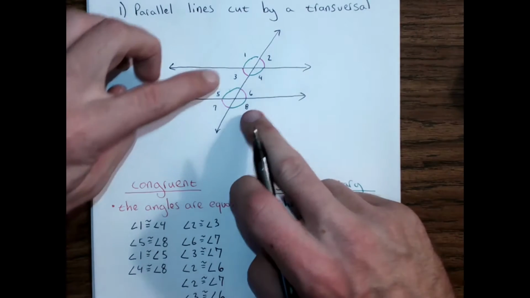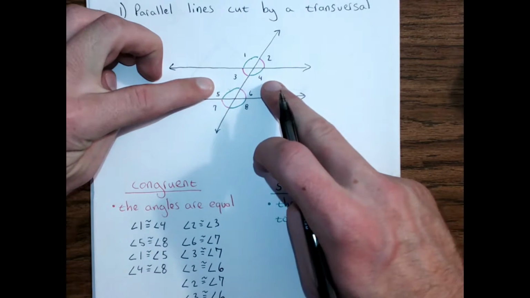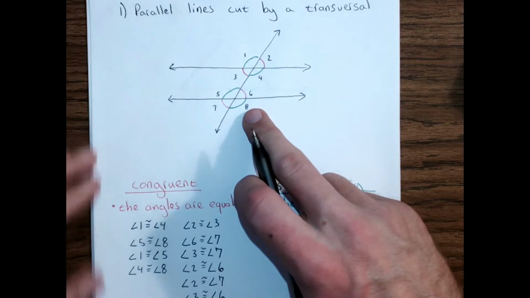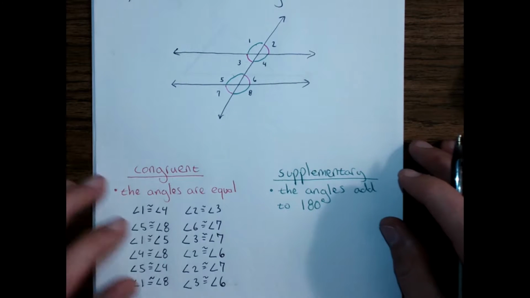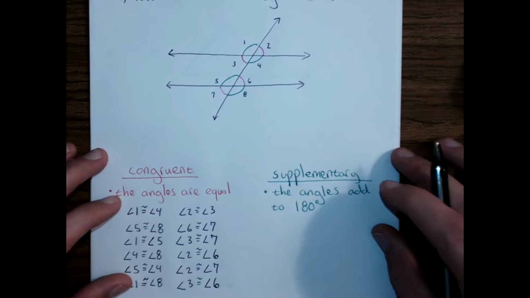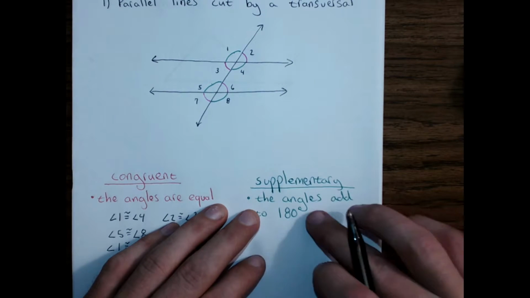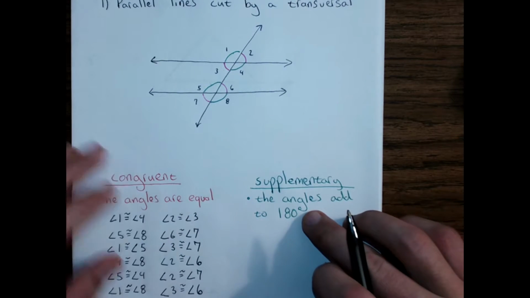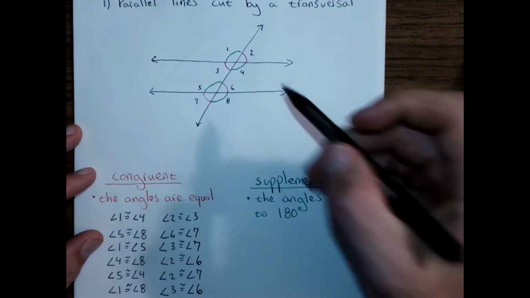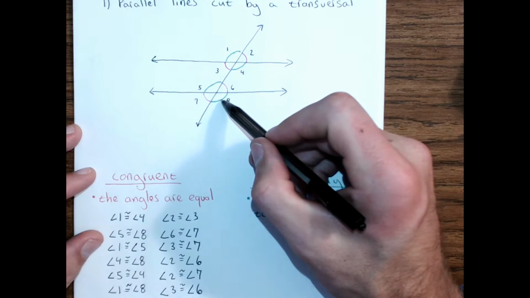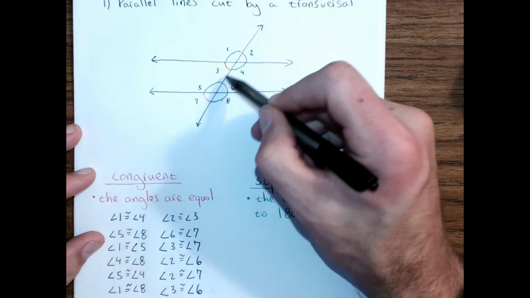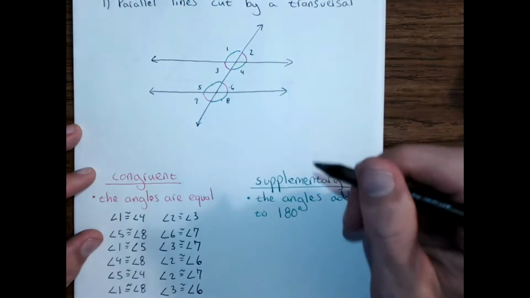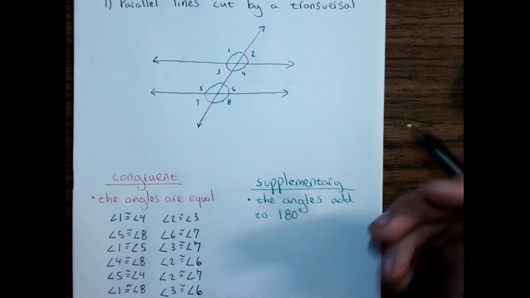And there's 2 others on the green. 5 is congruent to 4. 1 is congruent to 8. Those are the pairs of congruent angles. Now let's look at the angles that are supplementary, that add up to 180 degrees. Well, any combination of green and pink is going to make one straight line or one straight angle. So that's going to add up to 180 degrees.